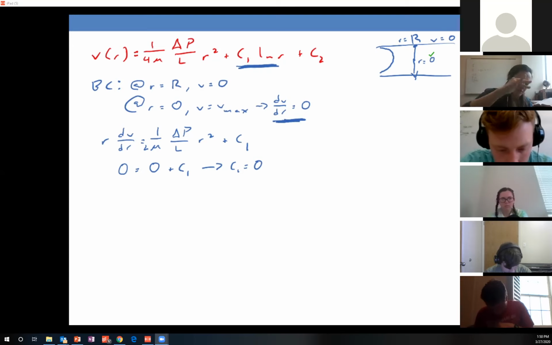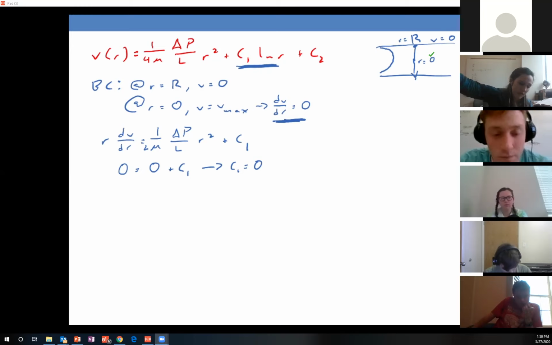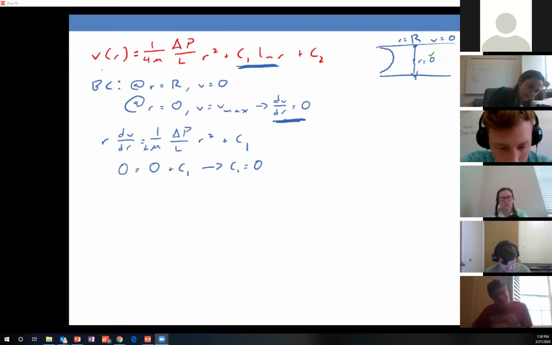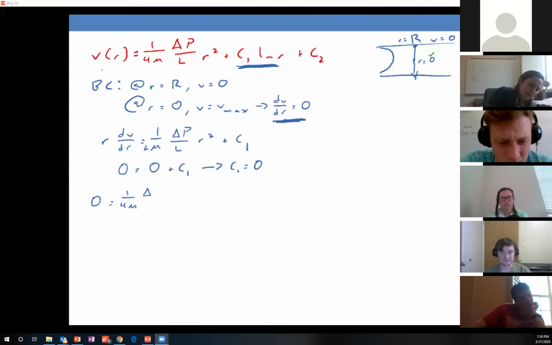Okay, let's do the other one though. That was one of our boundary conditions, so that gives us one of the constants. And now the other boundary condition is going to give us the other one. So now we're going to do r is equal to big R. At r is equal to big R, v is equal to 0. So we're going to use this equation we found up here. So 0 is equal to 1 over 4 mu delta P over L times what? Big R squared, because we just plugged in big R, plus C2.